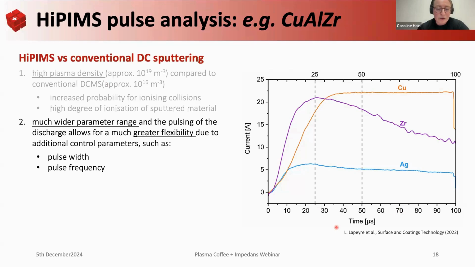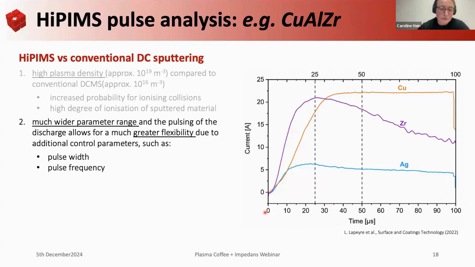So this was done by Leo, who at the time was a master's student with us. Currently, he's doing his PhD at EMPA. So he worked on this ternary system, copper, aluminum, zirconium, and then he studied the effect of different pulse widths, for 25, 50, and 100 microseconds, for these three different metals.